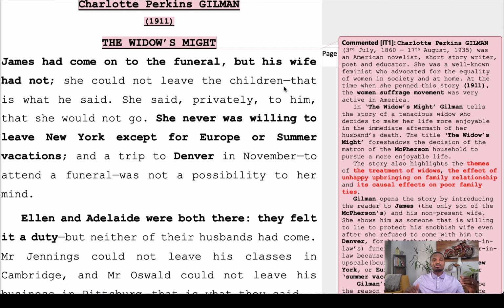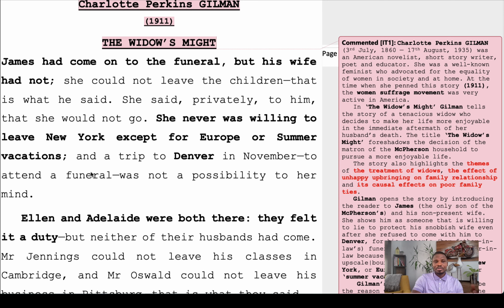There's something that Gilman does. She tells us what the characters are saying, or in this instance, what James is saying. So James says, for example, that his wife could not leave the children. You see, that's why she couldn't come. But we are told that privately, his wife had told him that she didn't want to go. The reason is that she didn't want to go to Denver. If it was in Europe or somewhere in New York where they live, then she would have been willing to go. But she didn't want to go to Denver.